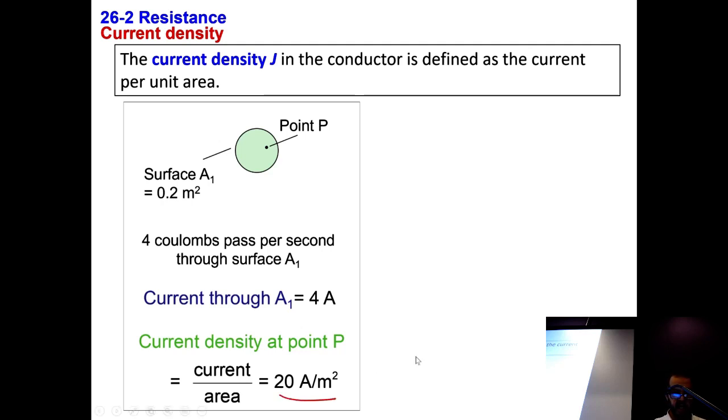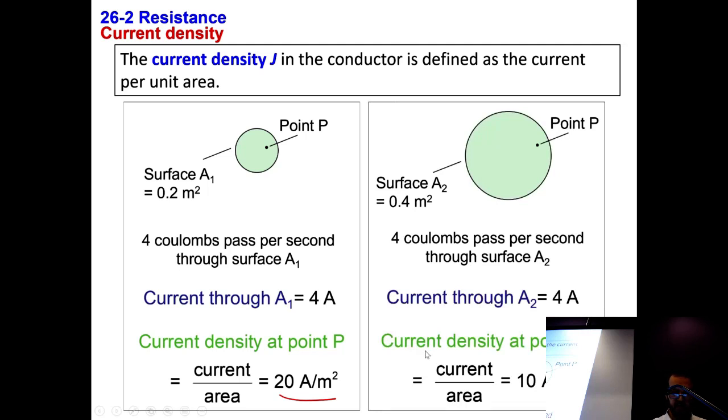Okay, let's take another conductor that has the same current. It's still 4 amps, except now the area is 0.4 instead of 0.2. And as you can see, if we calculate the current density in this case, same current, but the area is going to be larger, we obtain a smaller current per unit area. It's 10 amps per meter squared. So separate between the current, which is the flow of charges per unit time, and the current density, which is the current divided by the area that it's crossing.